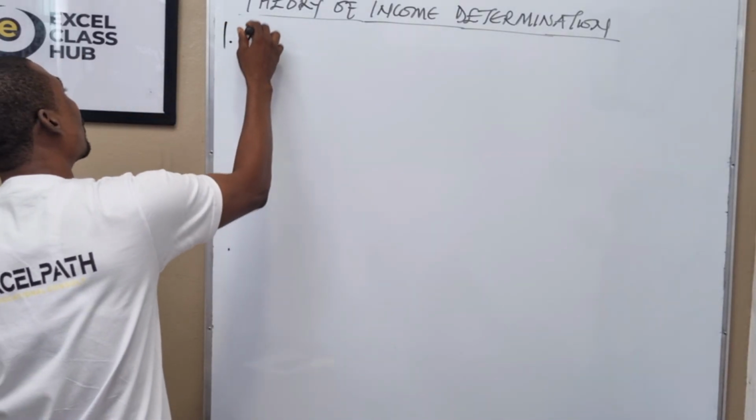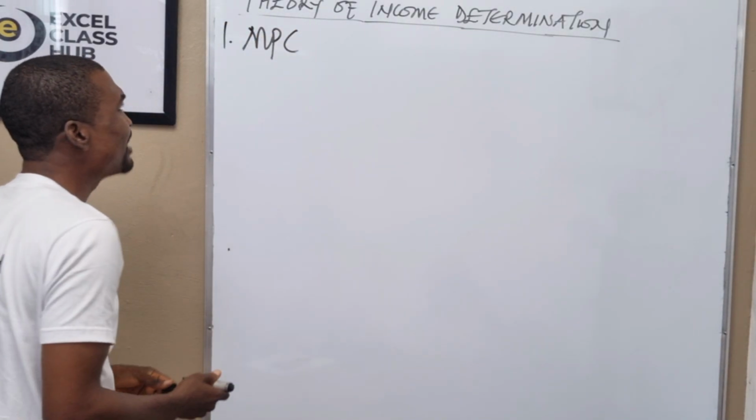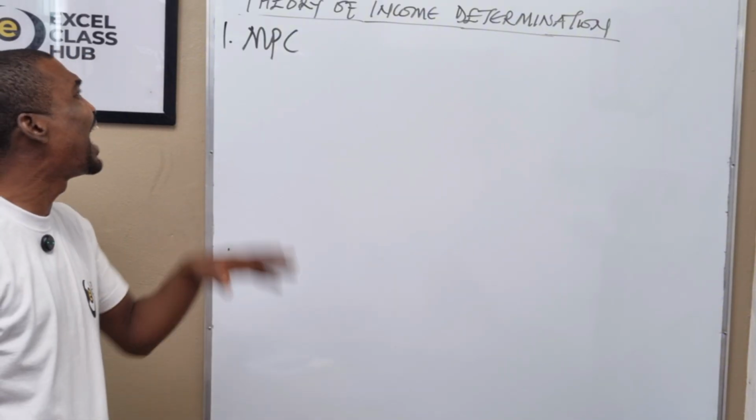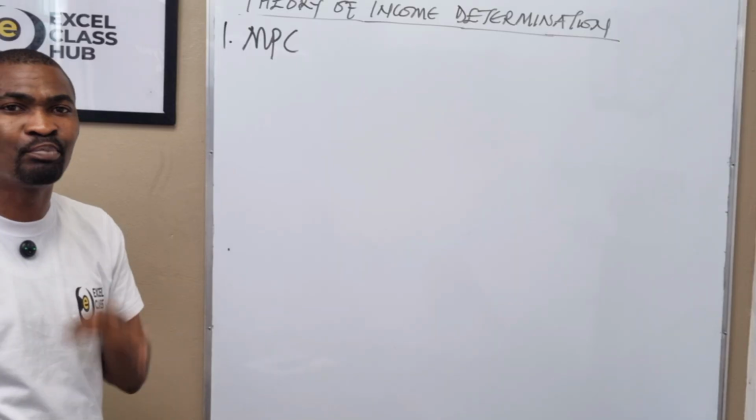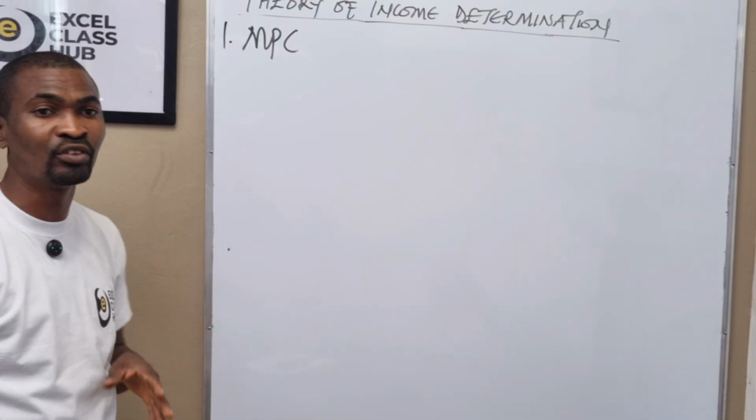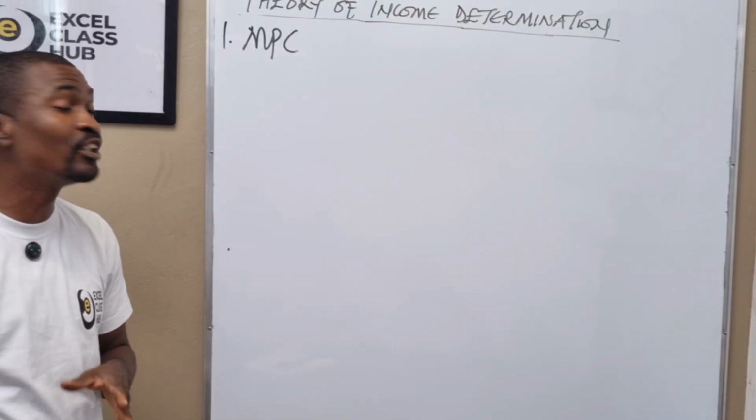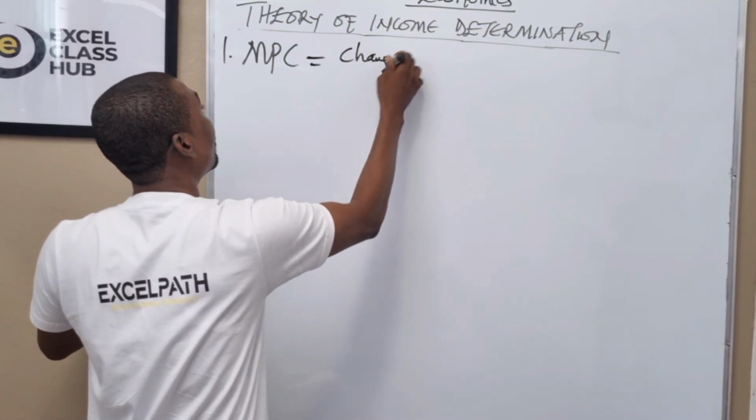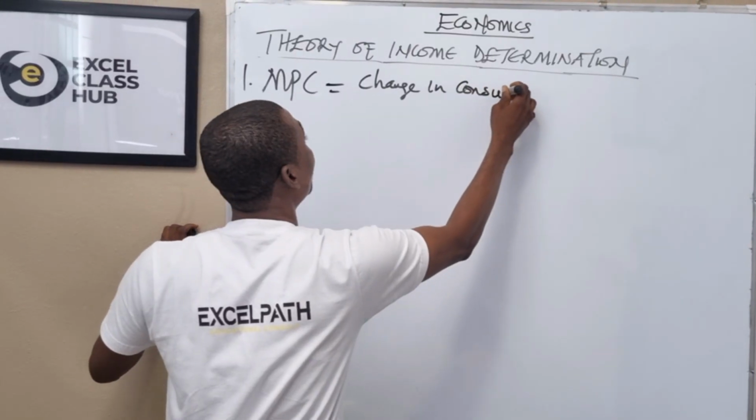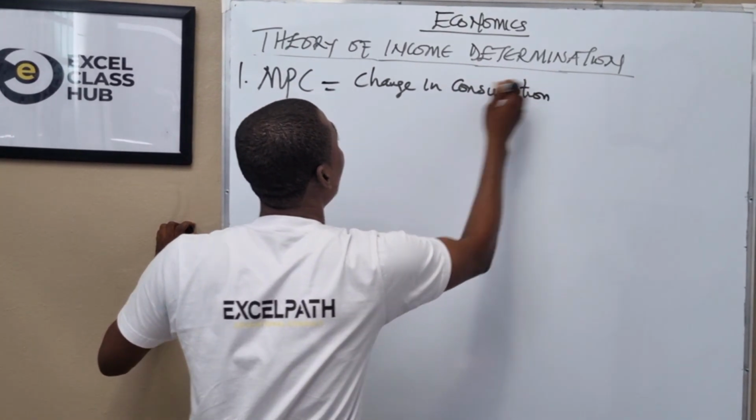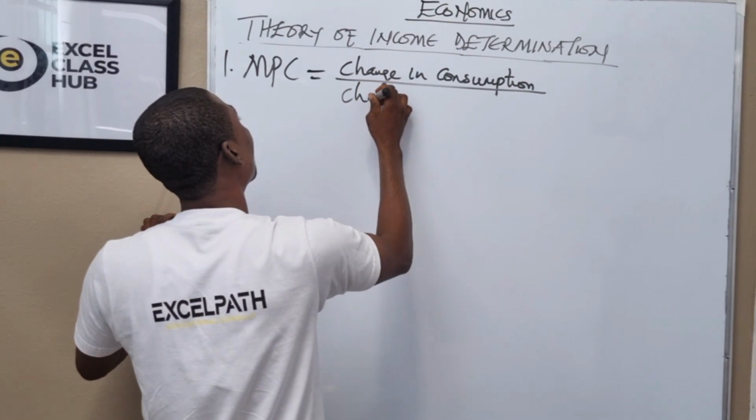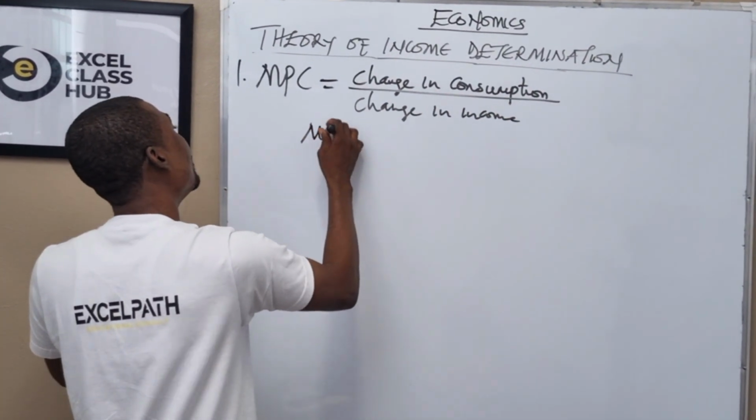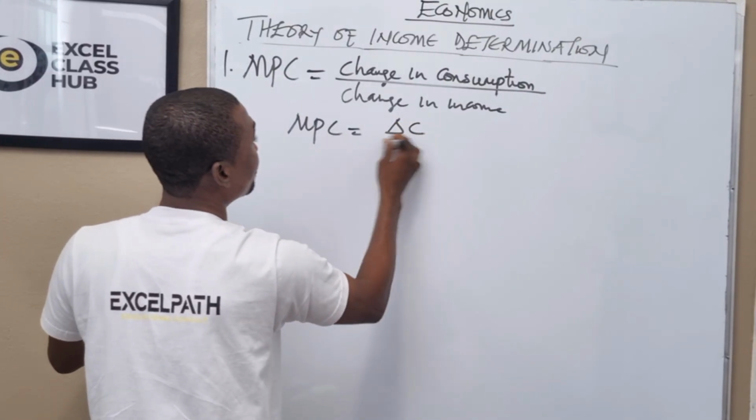Marginal propensity to consume, MPC. Marginal propensity to consume is the proportion of additional income that is spent on consumption. So your MPC is equal to change in consumption all over change in income. So you have MPC equals change in C over change in Y.